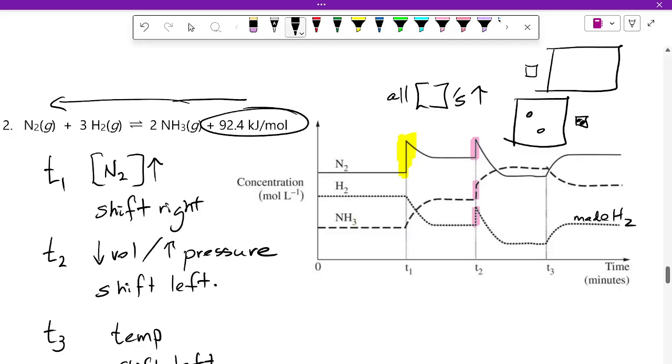Do I want my arrow to look like this? Or do I want my arrow to look like this? Up, okay? So my temperature increased and we shifted to the left. So these aren't as crazy as they look. You just look and say, like, what happened right at that time? And then it's just a shift after that.